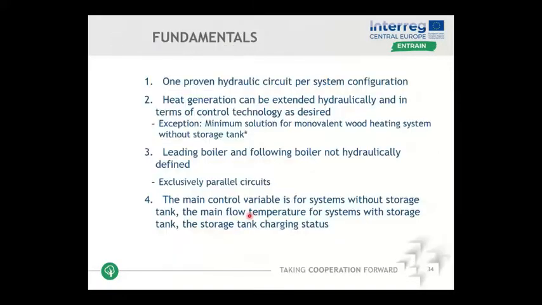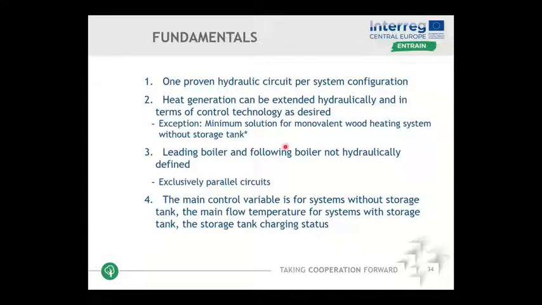Okay, so I jump back, sorry. The idea is that we provide one proven hydraulic circuit per system configuration. It's not fully true, to be honest. We have parallel circuits. We have serial circuit solutions as well. I do not go into detail here. These are special solutions, but the standard solutions are a parallel setup of our boilers.